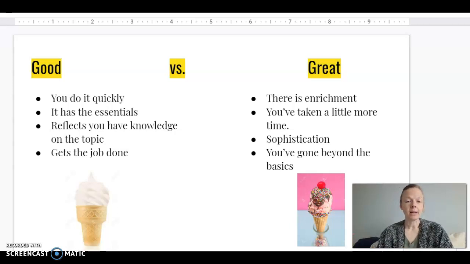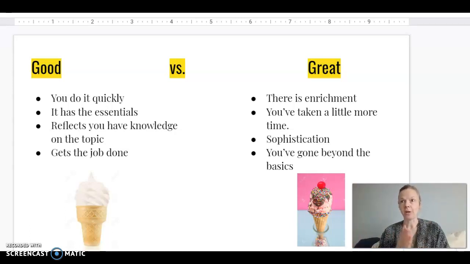Okay, so more literally speaking, a good introduction is something you have probably done pretty quickly. It has all those essentials that we're going to look at in a second. It reflects that you have knowledge on the topic and the rhetorical situation, and it definitely gets the job done. So there's not necessarily anything wrong with just a good one. I just think great is where you're pushing that sophistication and giving that gleaming first impression.